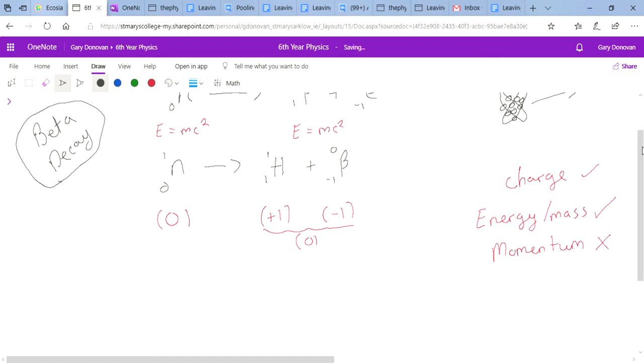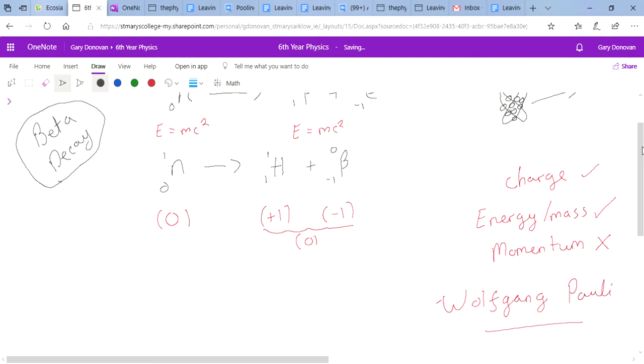The person who noticed this was a guy called Wolfgang Pauli. I'm going to write his name here, just to make sure I have the spelling correct. P-A-U, I think it was Wolfgang Pauli. Hang on, I'm going to get rid of that, that's terrible writing. Wolfgang Pauli. And when Wolfgang Pauli was looking at this, he said, well, this doesn't make sense.